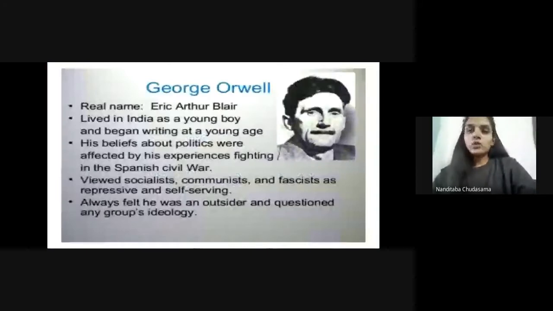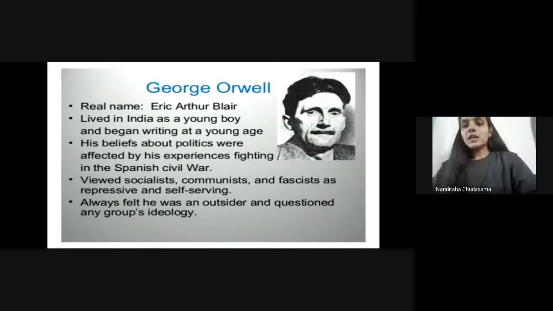First, we have to look upon the life of George Orwell to take some glimpse of it. His real name was Eric Arthur Blair. His belief about politics was affected by his experiences fighting in the Spanish Civil War. He also lived in India as a young boy and began writing at a very young age.